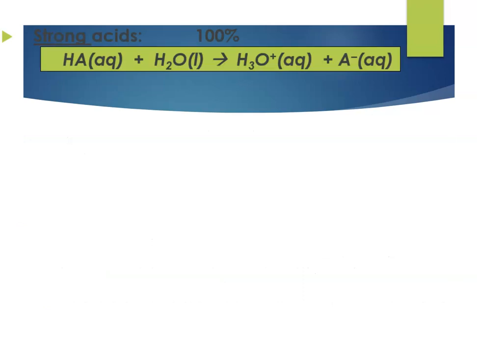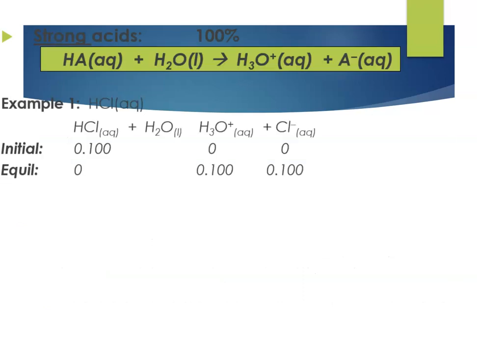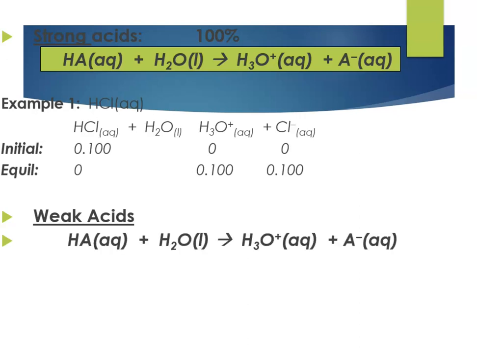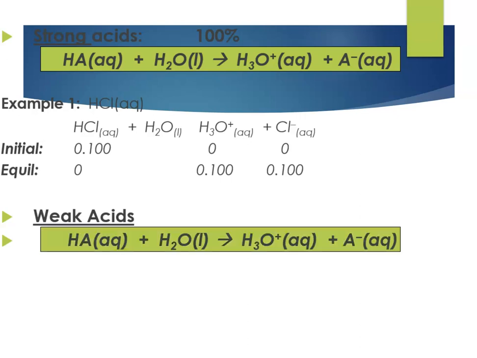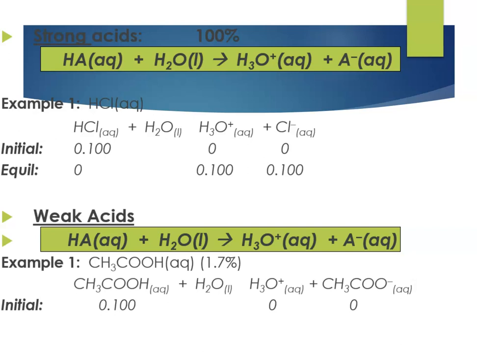Compare the outcomes of reacting these two different acids with water. HCl is a strong acid, so 100% of the acid will be converted to hydronium ions. Acetic acid is far less reactive, so only 1.7% is converted.